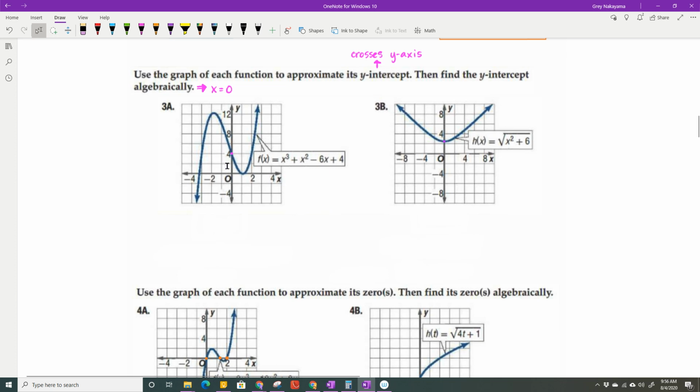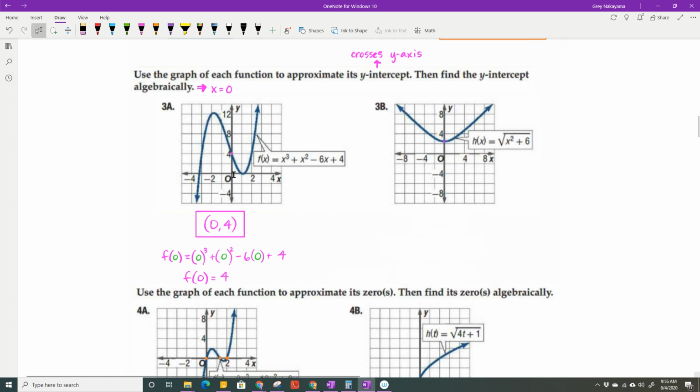So it looks like my y-intercept is (0, 4). They want us to find it algebraically. So I'm going to come down here and put in f of 0 and plug in 0 everywhere. Or you can just ignore the x's every time you see it. So f of 0 is 4. So my y-intercept is (0, 4).